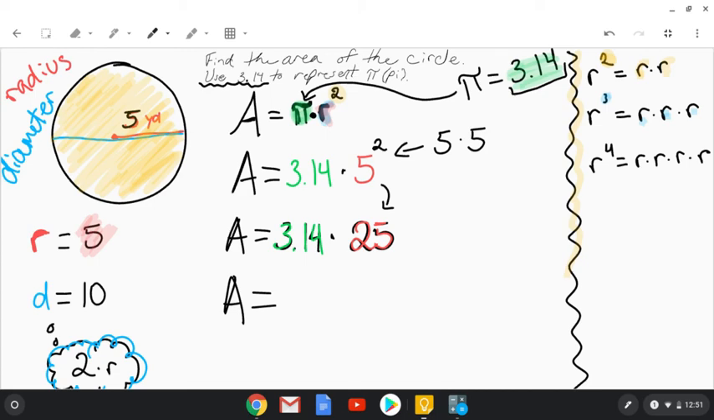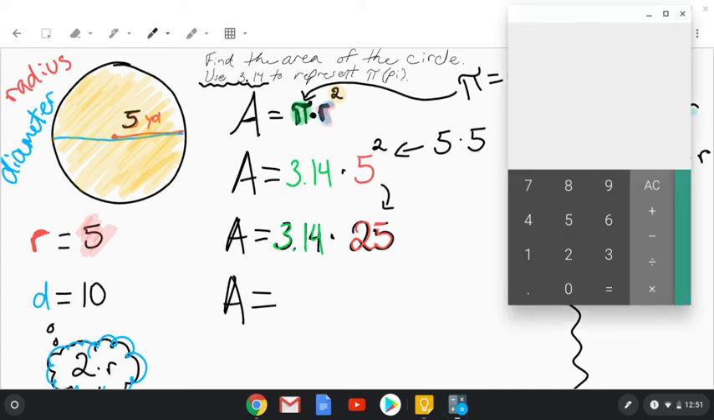So now I just have one more step, and lucky you, I'm going to use my handy-dandy calculator here to do that last step of multiplication. So I need to type in 3.14 times 25. And so my answer is 78.5.